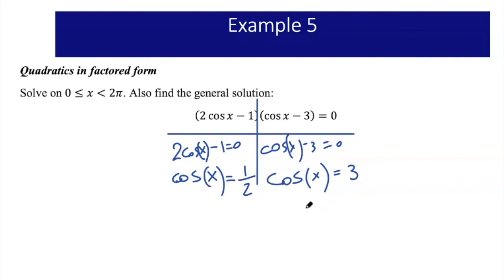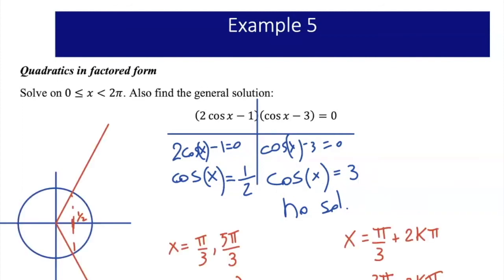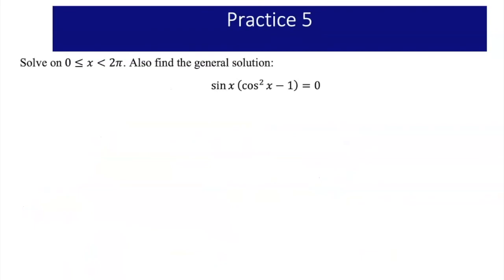Now, this is not possible, so I have no solution on this side, because the cosine is a number that has to be between -1 and +1. It cannot be 3. But this one, on the other hand, we know, so we can find the solution for the left side. In the first revolution, the solution will be pi over 3 or 5 pi over 3, while the general solution will be pi over 3 plus 2k pi or 5 pi over 3 plus 2k pi. And now practice the last one.